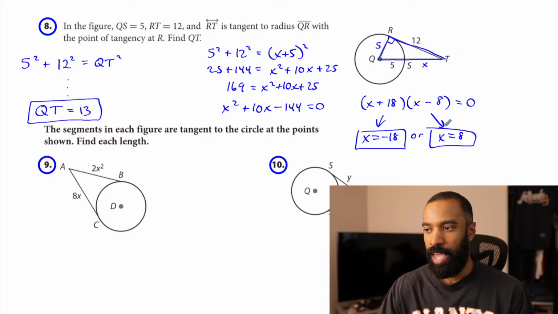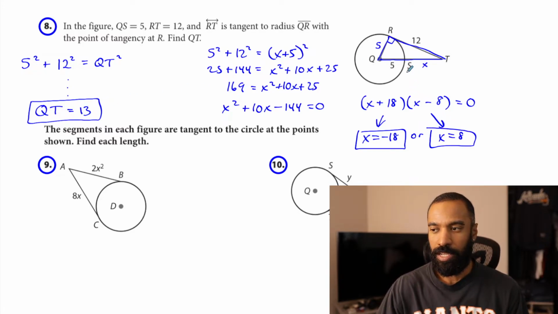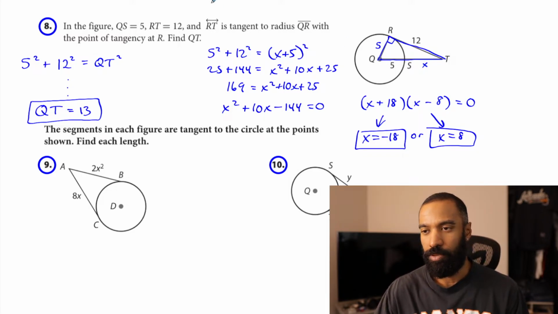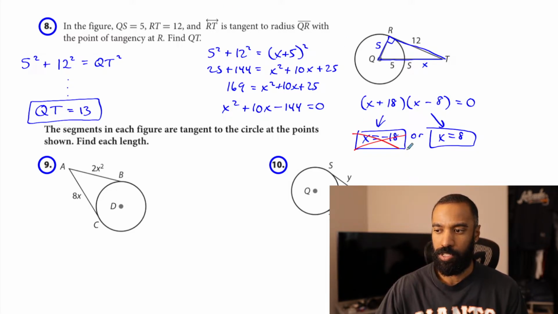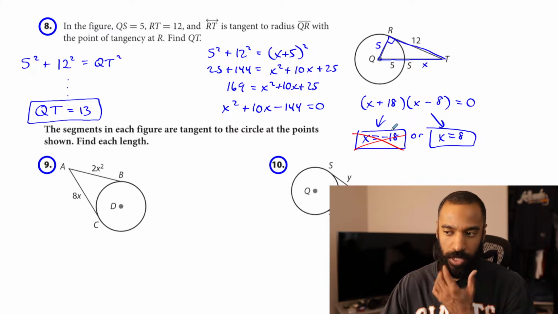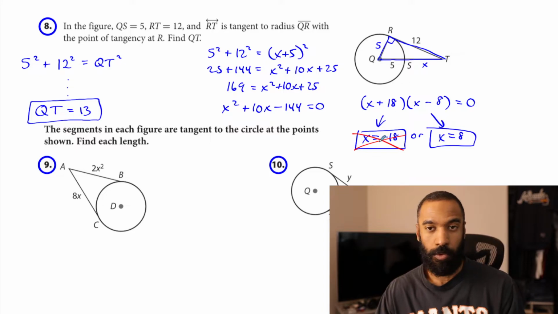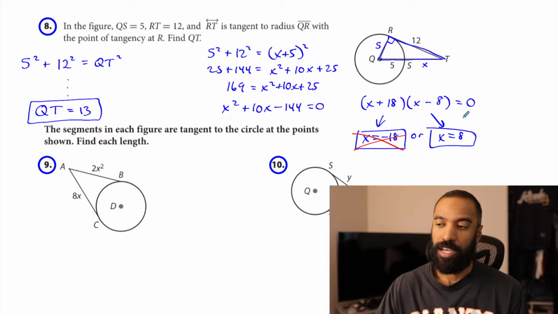And these would be answers to help you get to the length of QT. The thing is, though, if x is a negative value, you can't have negative length. You can't have zero length. This one is what's known as an extraneous solution. This one does not apply. Algebraically, it does. Geometrically, physically, in our world, it does not. The 8 does apply, though.